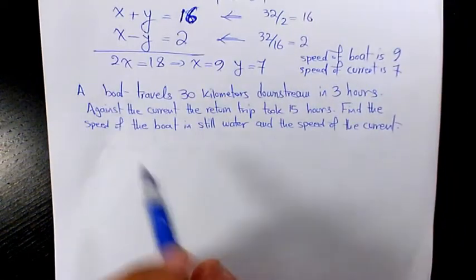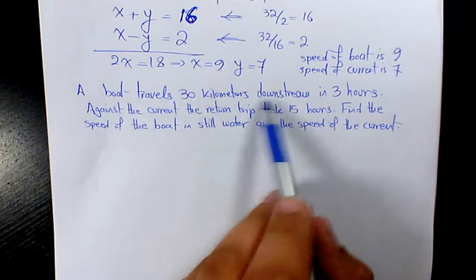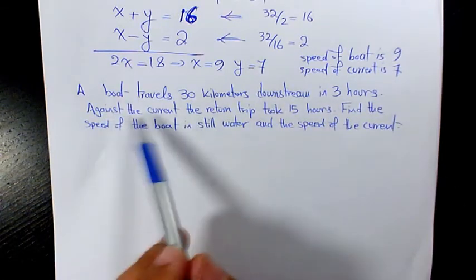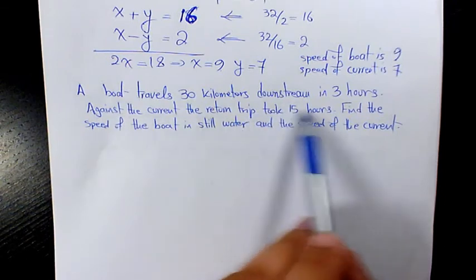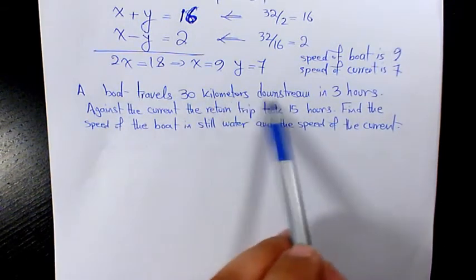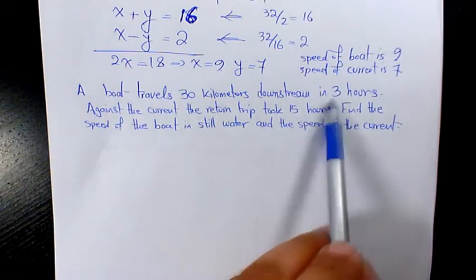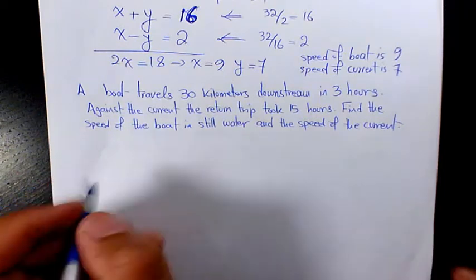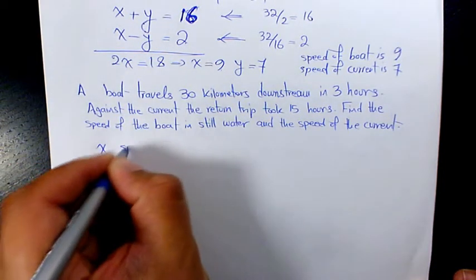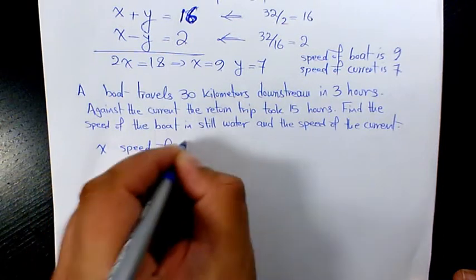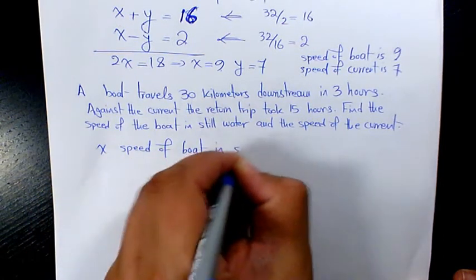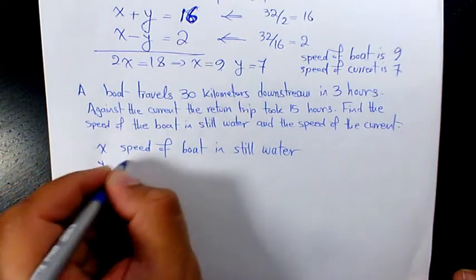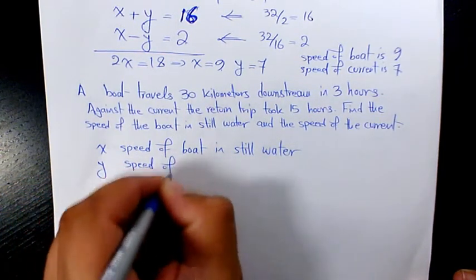Next example. A boat travels 30 kilometers downstream in 3 hours. Against the current, the return trip took 15 hours. So when it's in the same direction, it's going to be 3 hours. In the opposite direction, it's going to be 15 hours. Find the speed of the boat in still water, very similar to the previous one. X is the speed of the boat in still water. Y is the speed of the current.